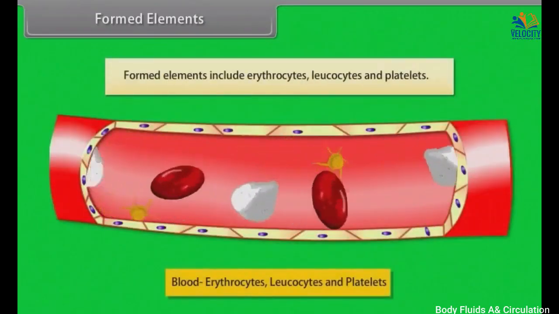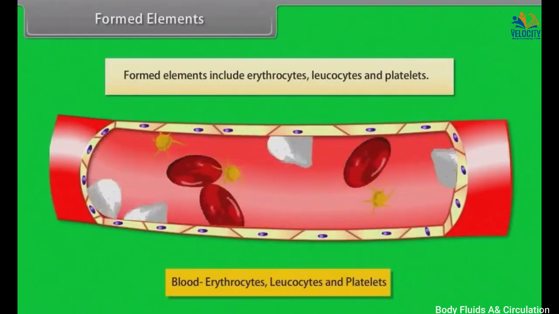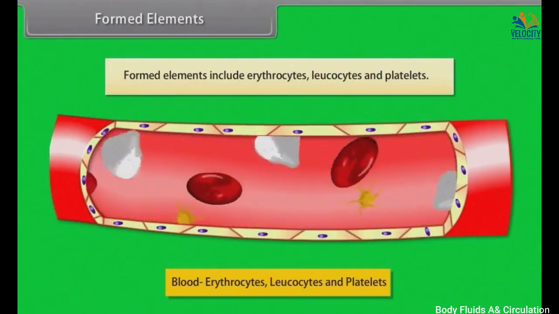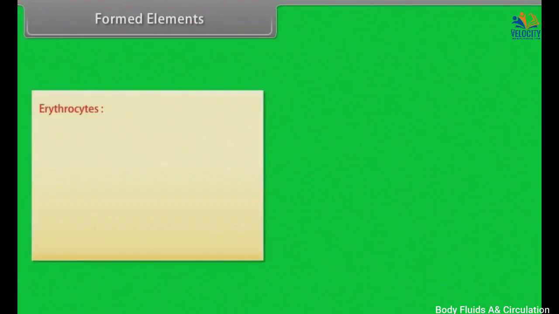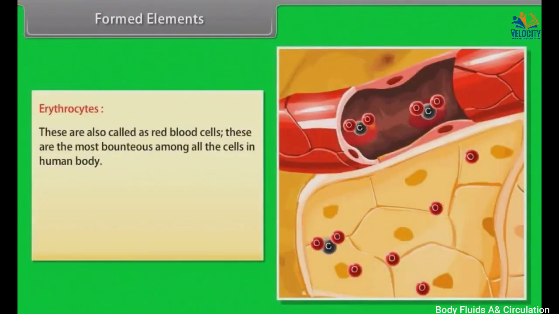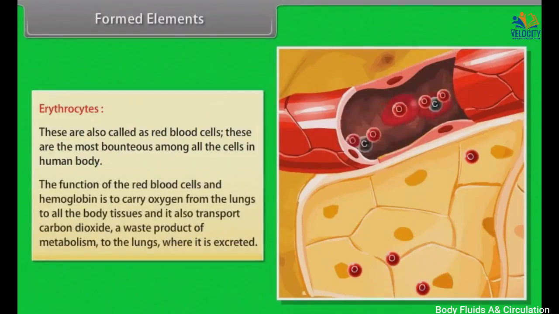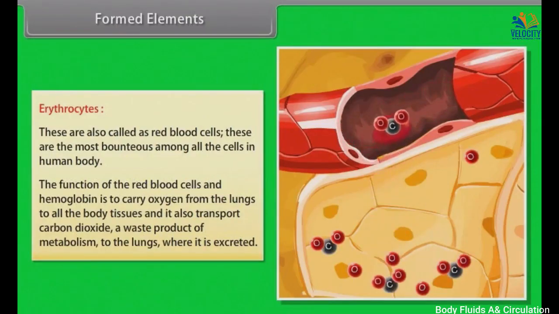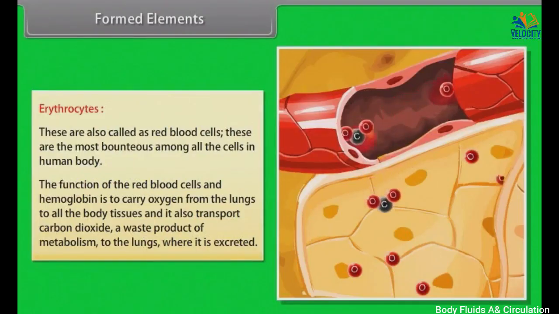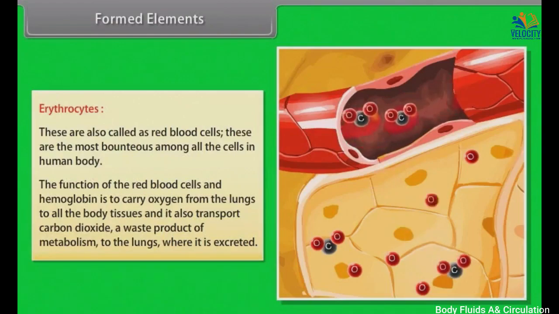Formed elements. Formed elements include erythrocytes, leukocytes, and platelets. Erythrocytes. These are also called red blood cells. These are the most abundant among all the cells in the human body. The function of the red blood cells and hemoglobin is to carry oxygen from the lungs to all the body tissues, and it also transports carbon dioxide, a waste product of metabolism, to the lungs, where it is excreted.